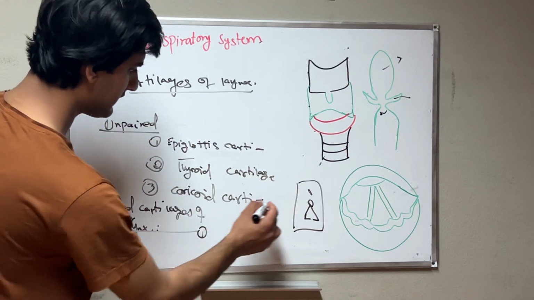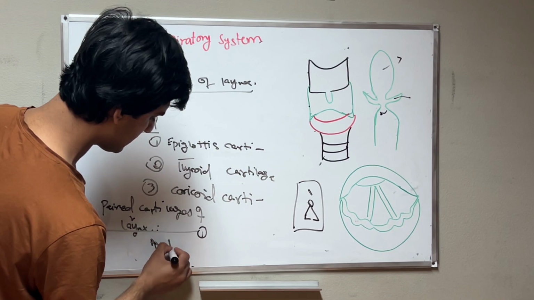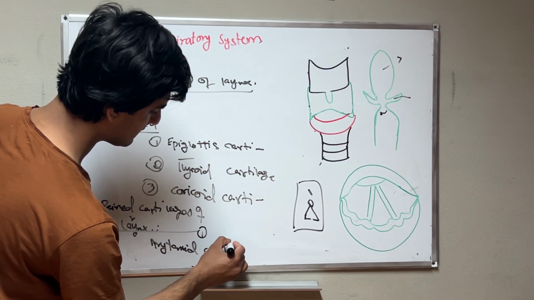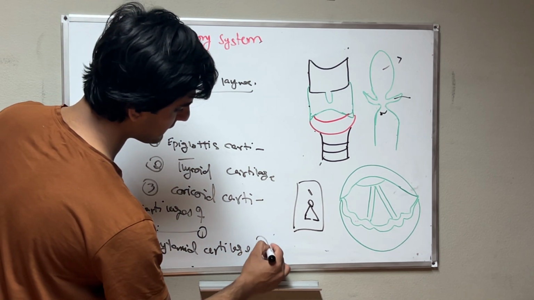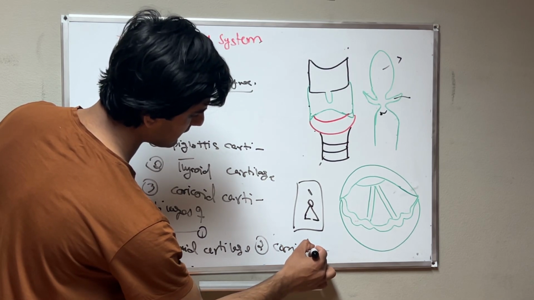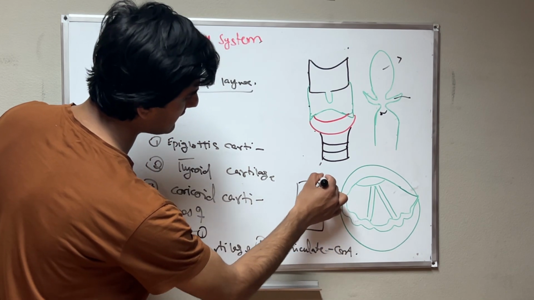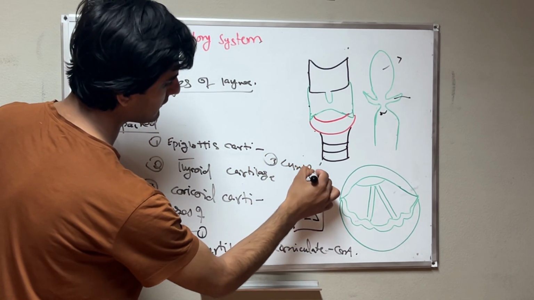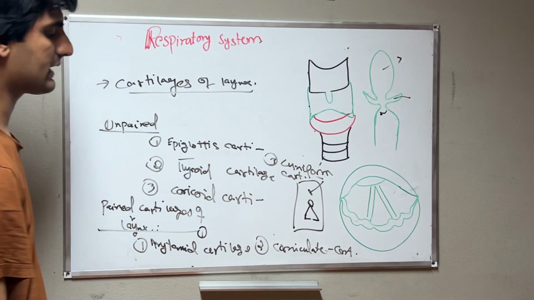These are the paired cartilages. First we have the arytenoid cartilage. Second we have the corniculate cartilage, and third, this one, we have the cuneiform cartilage. Here I will write cuneiform cartilage. These are the three cartilages.